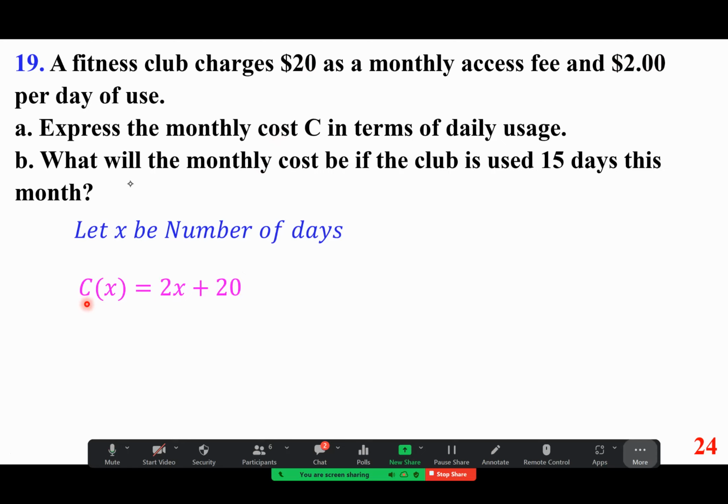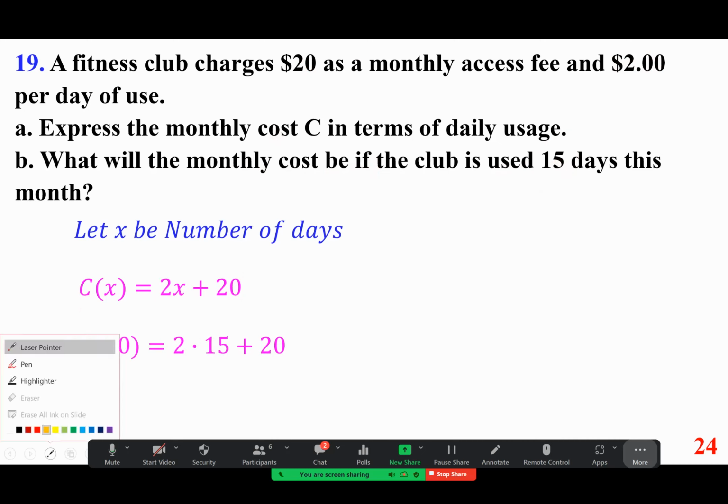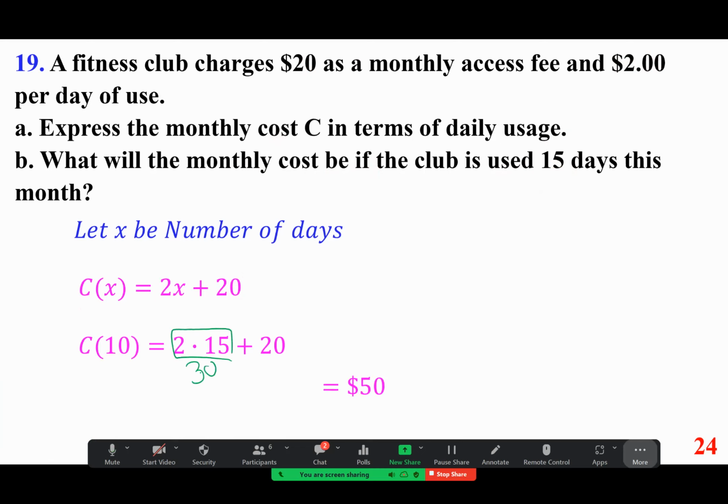For part B, how much is it going to cost us if we use 15 days? Replace the x with 15. $30 and 20, they add up to $50. So the month that we use it for 15 days, they charge us $50.